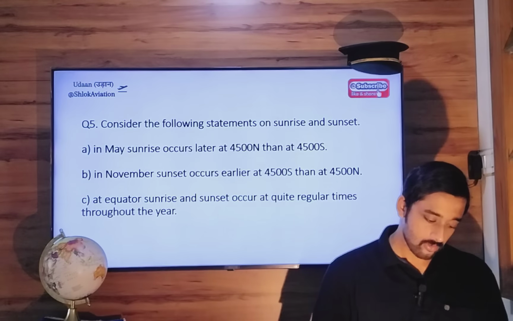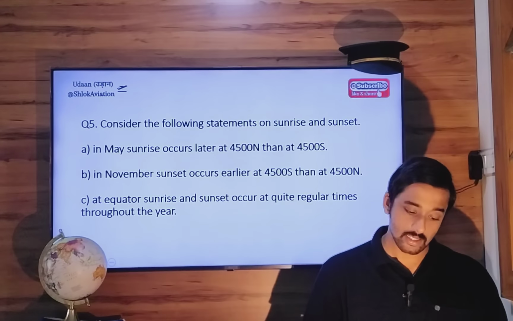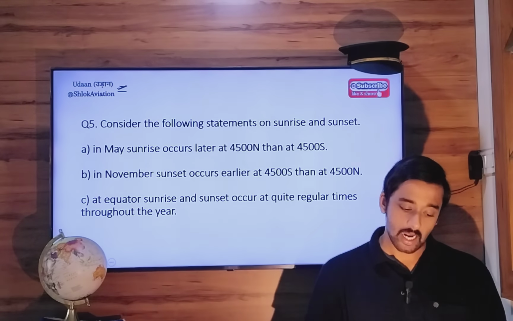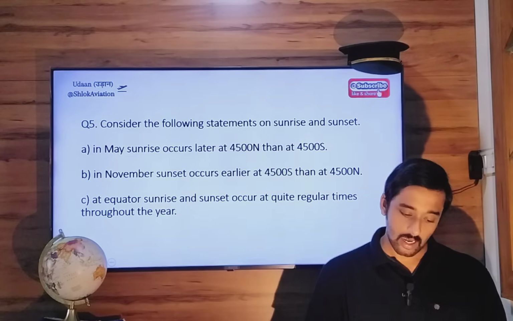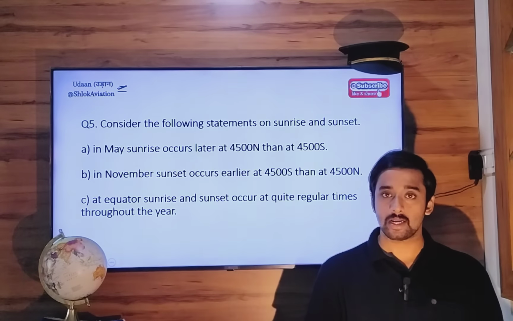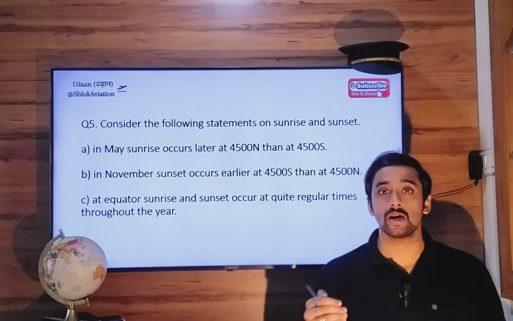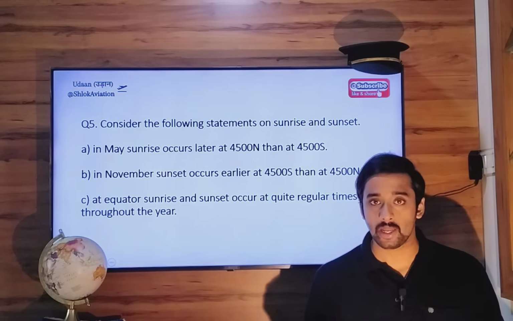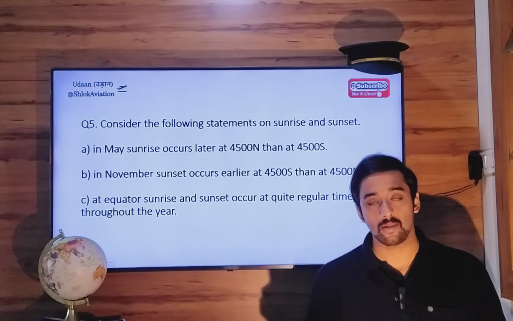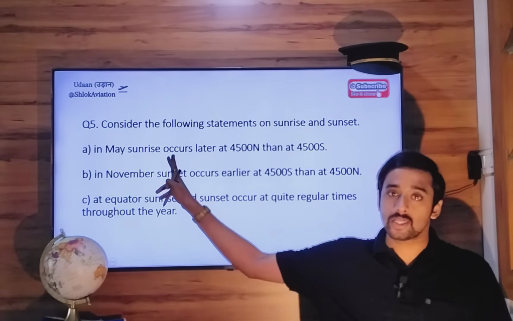Question number 5. Consider the following statements on sunrise and sunset. In May, sunrise occurs later at 45 degrees north than at 45 degrees south. That means in the southern hemisphere we will have sunrise happening much earlier, let's say 5 in the morning, and sunrise will happen later than that in the northern hemisphere, let's say 7 in the morning, so 2 hours later. That is the meaning of this statement.